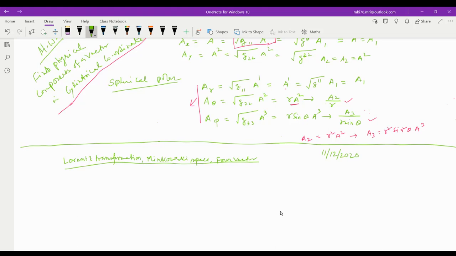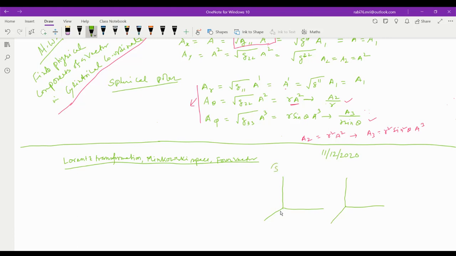First, Lorentz transformation, Minkowski space, that you probably have heard or may not have heard. But Lorentz transformation, I think you have an idea about what it is. Basically, Lorentz transformation is the transformation between the coordinates of two frames which are in relative motion with respect to each other.